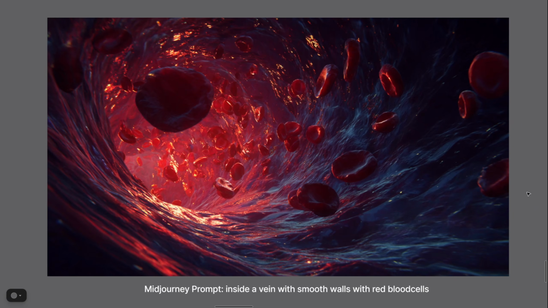One more thing we need for that is where actually the scene is playing out. In this case it's inside of a vein, and we have all of these blood cells in there floating around. We need to give the AI an idea about that.